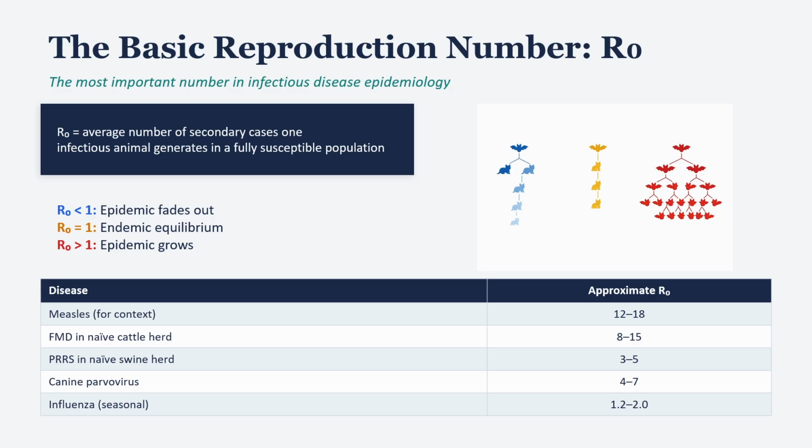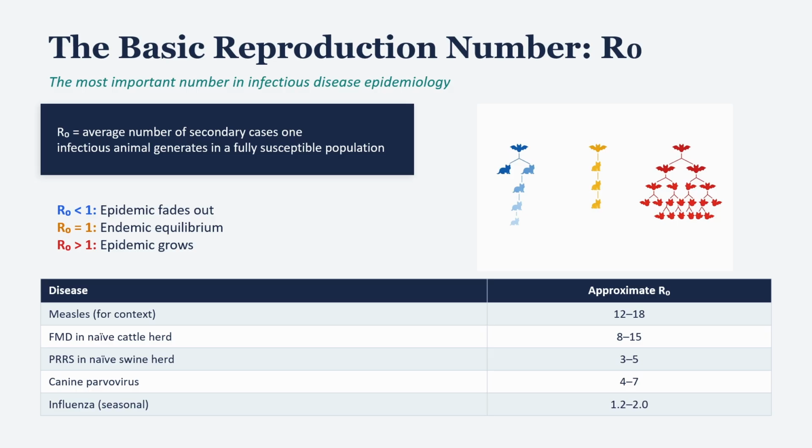The veterinary examples on this slide are instructive. FMD in a naïve cattle herd has an R0 of 8 to 15, meaning every infected cow generates 8 to 15 new infections in a susceptible herd. That's why FMD outbreaks spread explosively and why rapid aggressive control measures are mandatory.